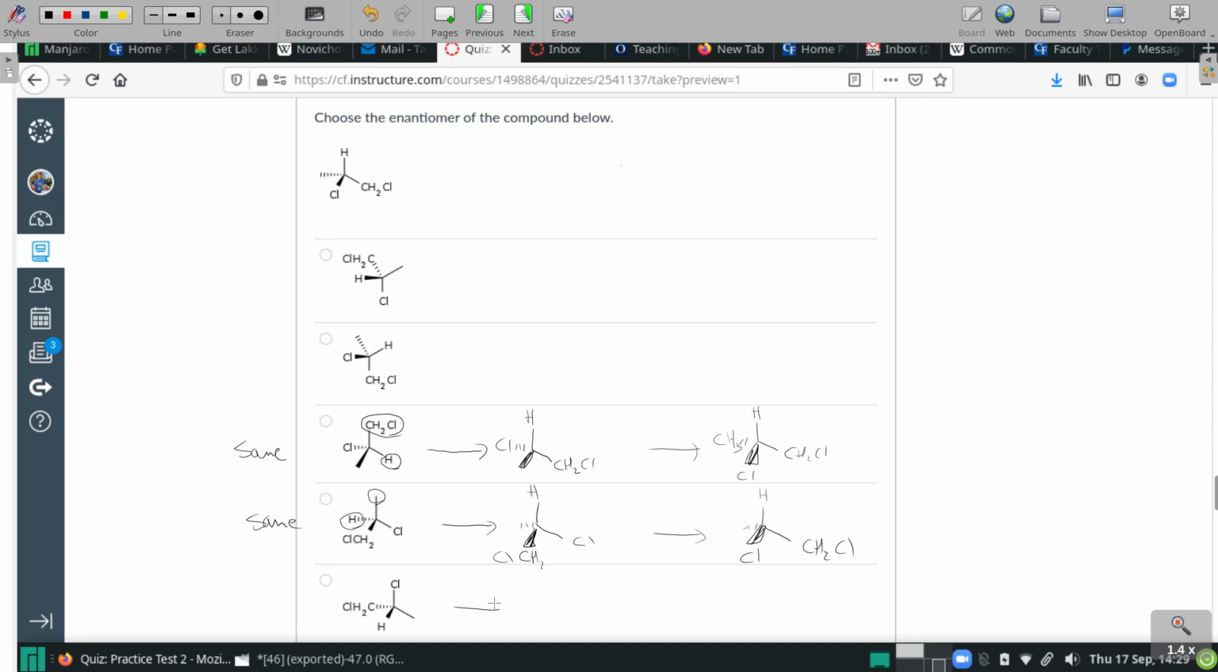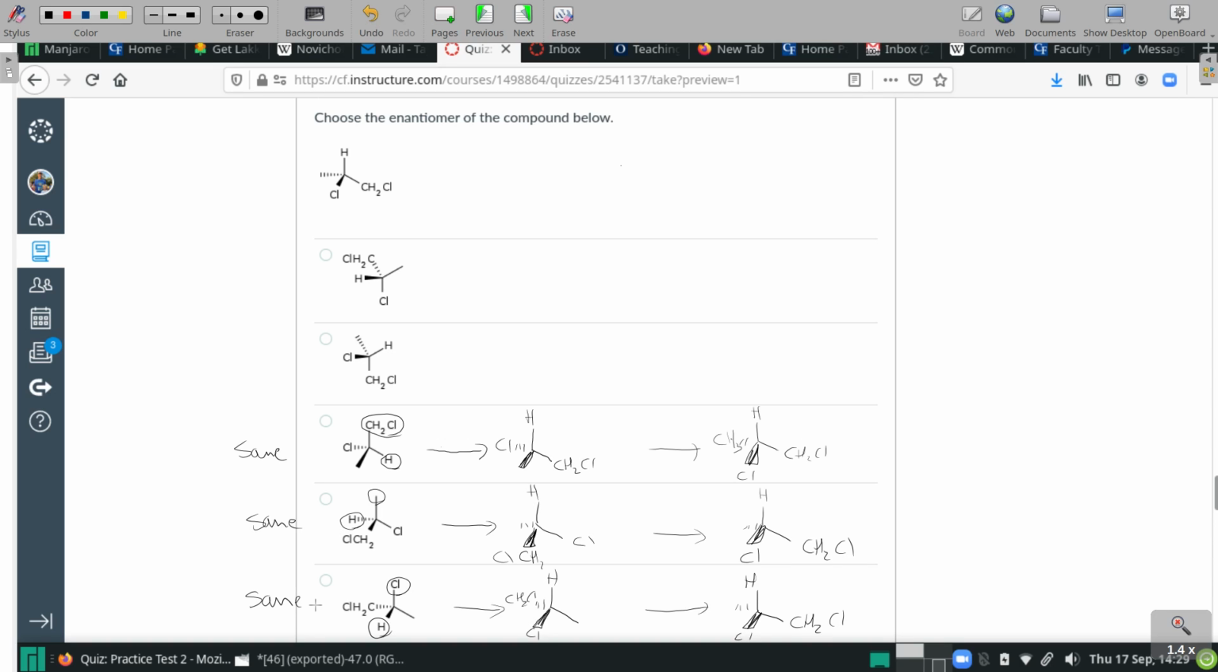And two swaps again, because that's going to be the H. This becomes a Cl, but that is the CH2Cl, and that is the methyl, and we'd have to do one more swap to get us back to the same starting molecule. So that is also the same.